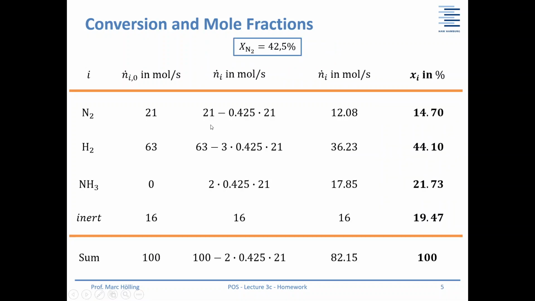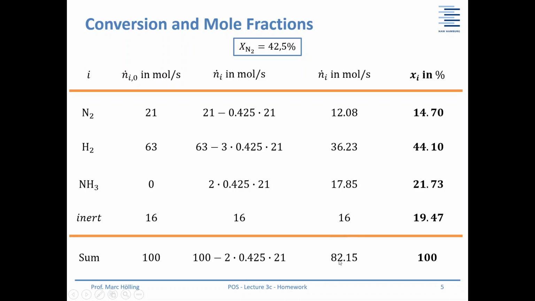Okay, so this means 21. So for nitrogen, 21 minus the equilibrium conversion, 0.425 times 21. And if you calculate this, this is 12. For hydrogen, it's 63 minus 3 times the conversion times 21. And ammonia, you have no ammonia in the beginning, and then you get double the amount of the nitrogen consumed. So basically your mole flows are 12, 36, 17, and 16.